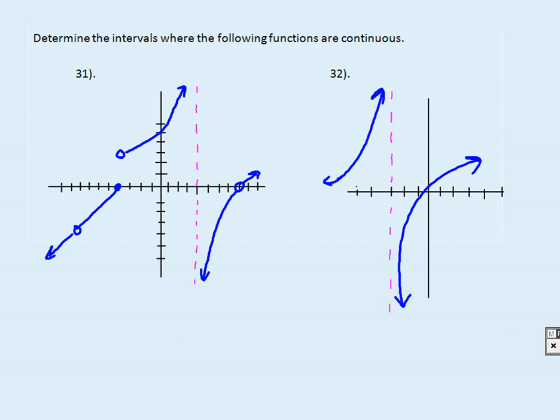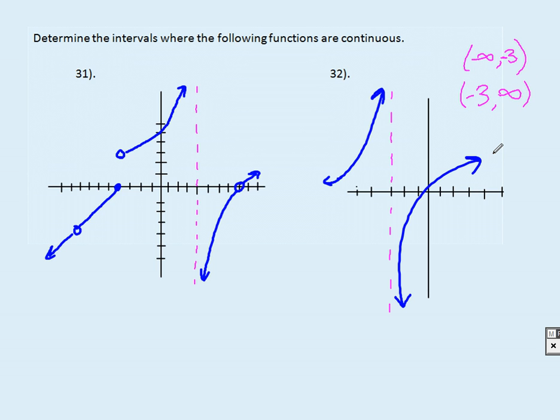All right, determining where we have continuous functions. I'm going to look at 32 first. It's easier to see. Always start at negative infinity, go up to where my first break point is, which is at 3, or at -3, I should say. Start on the other side and go until you break again, which it never does.